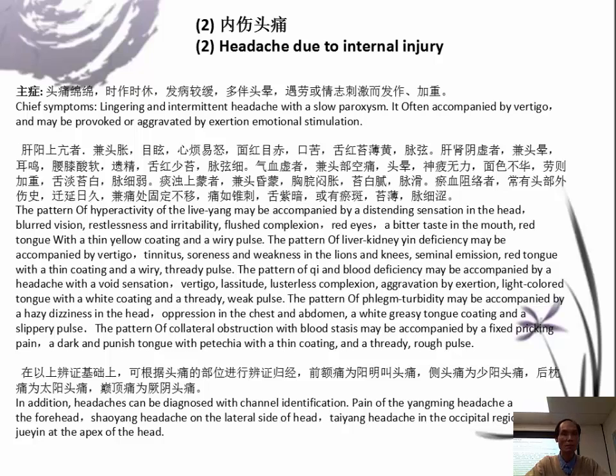Okay, so here if some people get a headache due to internal injury because of the phlegm turbid, then they will get a feeling of oppression in the chest, and the head always feels a little bit uncomfortable. In this case you get a hazy dizziness, and also oppression in the chest and the abdomen. All those are the symptoms of the headache due to the internal injury.